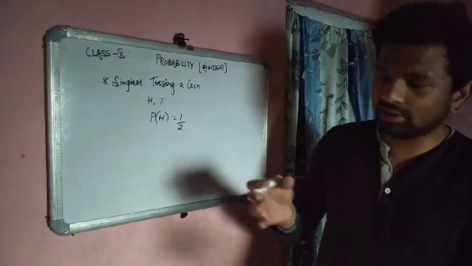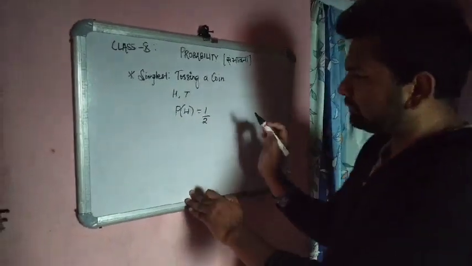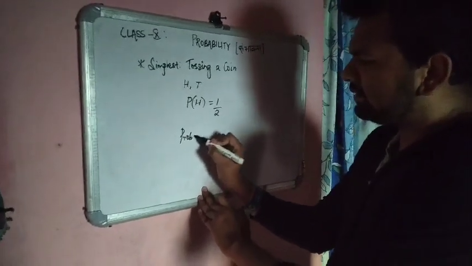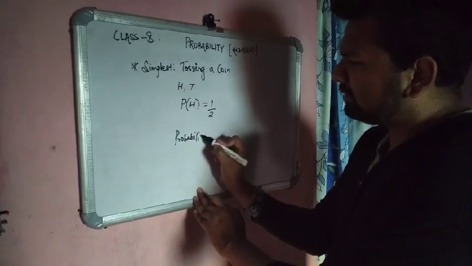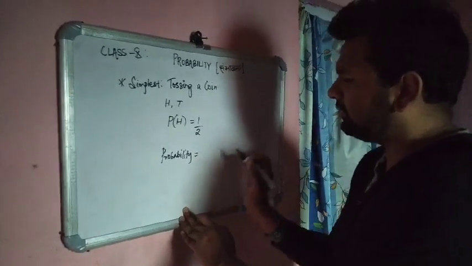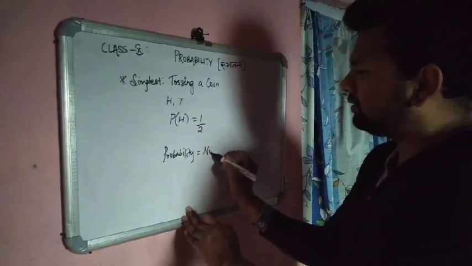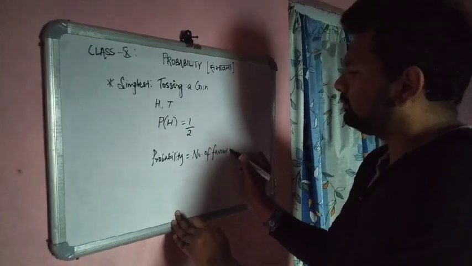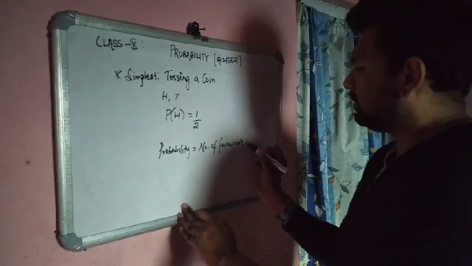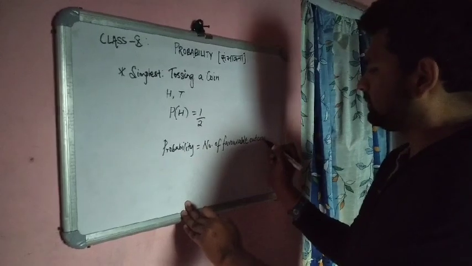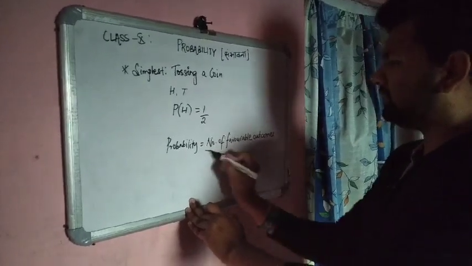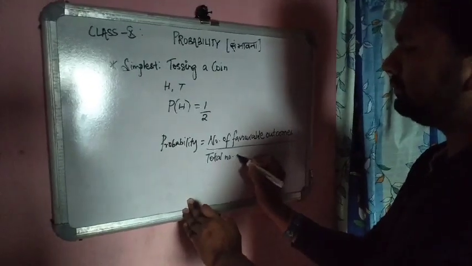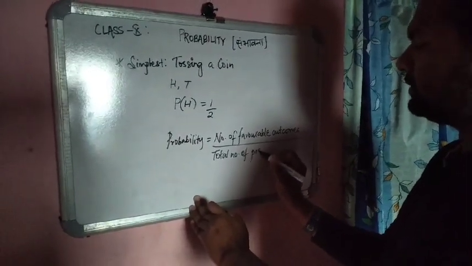Now how is this working? Now this is working in this way. Probability is basically expressed as the number of favorable outcomes divided by the total number of possible outcomes.